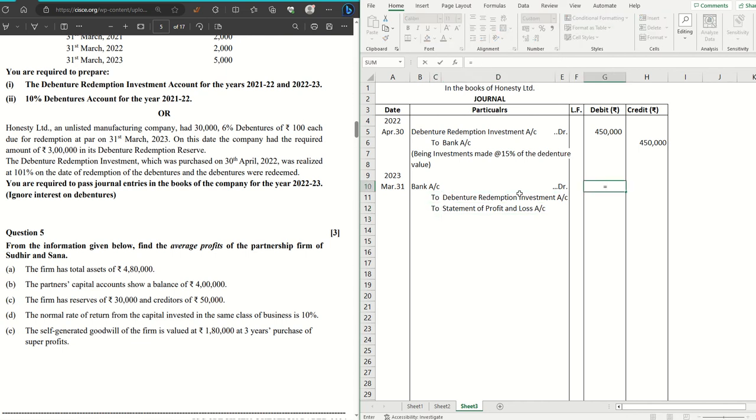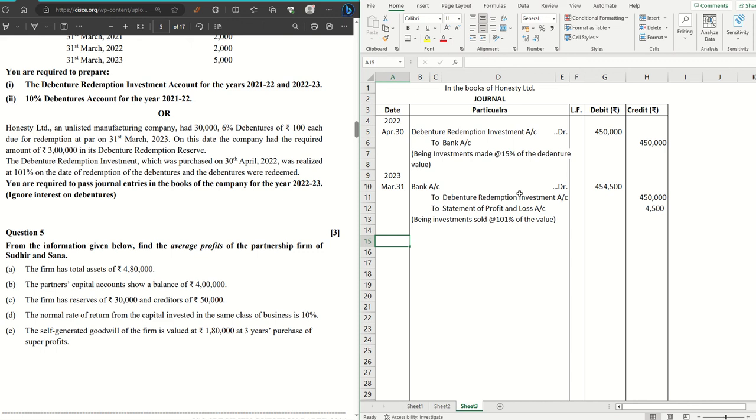Right? How much are we selling it for? Which is 4,50,000 into 101%. 1% profit we are making. So which is 4,54,500. Our debenture redemption investment value was 4,50,000. So the profit that we are making is 4,500. Right? Being investments sold at 101% of the value. This one is done.